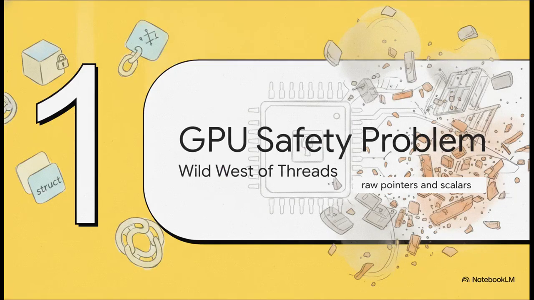First up, the GPU safety problem, or as it's better known, the Wild West of thread blocks. You see, when your data crosses that host-to-device boundary from your CPU to your GPU, all your beautiful, strongly typed values just collapse into raw pointers. Your safety guarantees practically vanish the exact second the GPU takes the wheel.